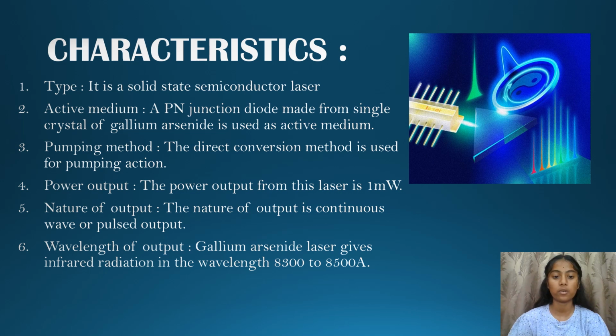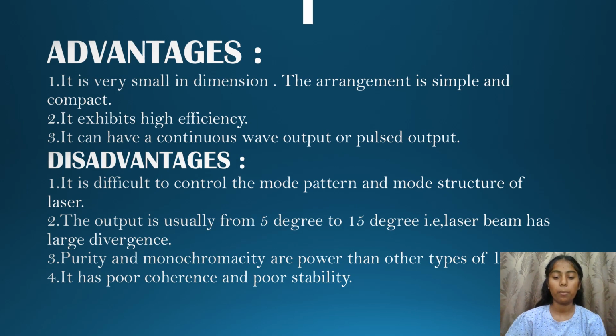Next is nature of output. The nature of output is continuous wave or pulsed output. Then the last is wavelength of output. Gallium arsenide laser gives infrared radiation in the wavelength 8300 to 8500 angstrom. That was all about the characteristics of semiconductor diode laser.